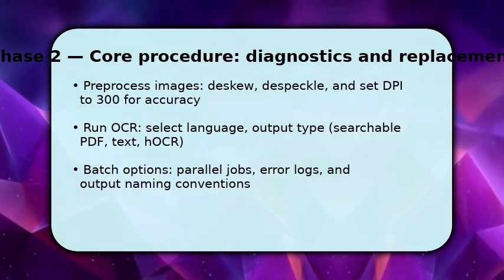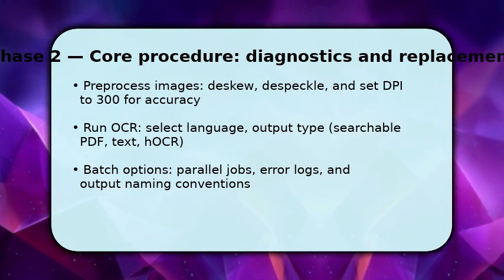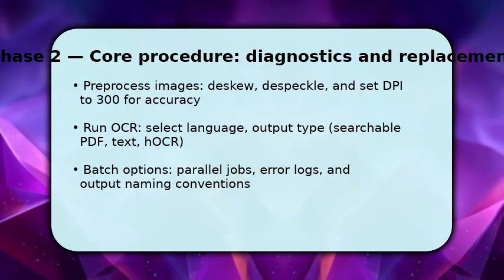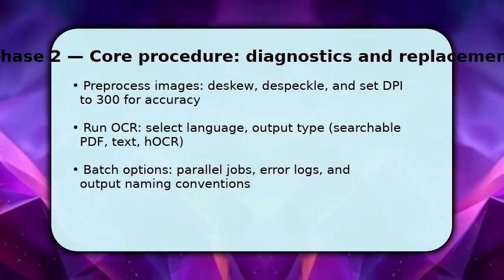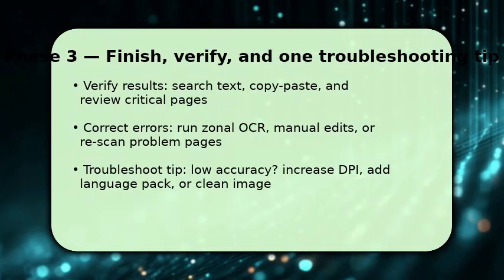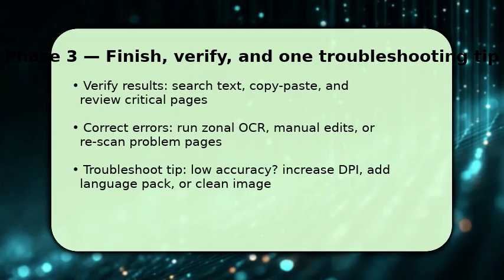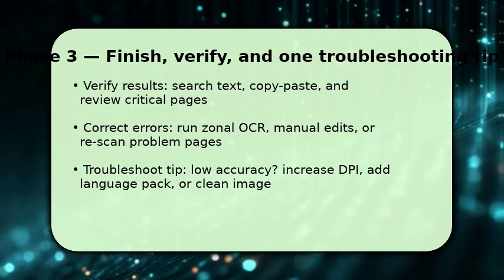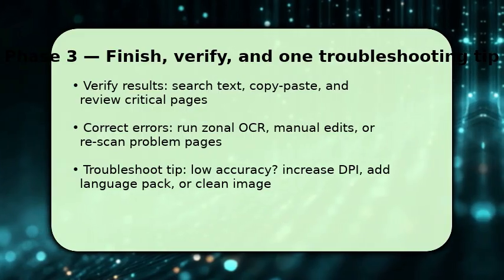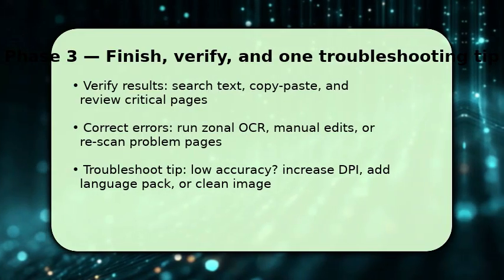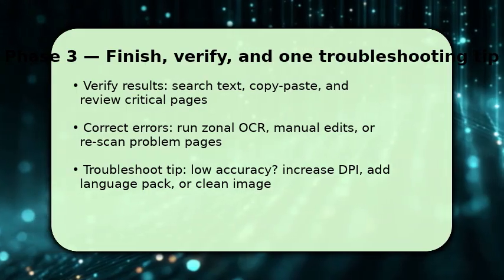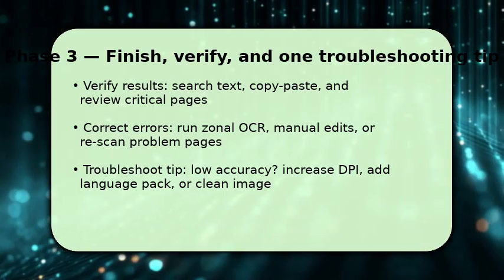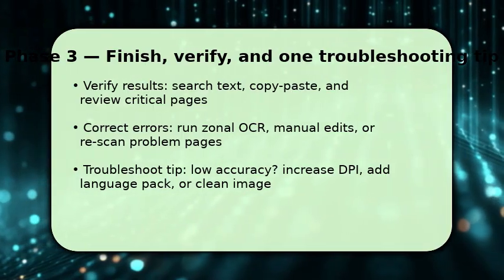Make sure to set a clear output naming convention and enable error logs so you can spot pages that failed and retry them efficiently. You finish by validating the converted documents. Search for key phrases, copy-paste text to check fidelity, and visually review complex pages like tables. If accuracy falls short, rerun zonal OCR for structured areas, perform manual corrections, or rescan at higher resolution. Once satisfied, export final files and archive originals.